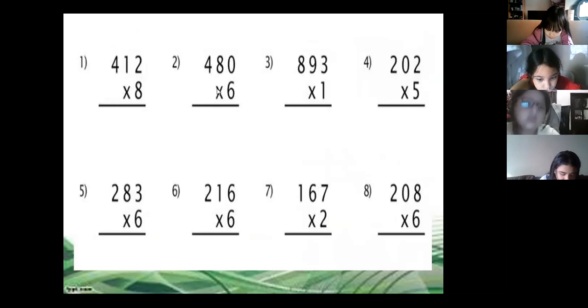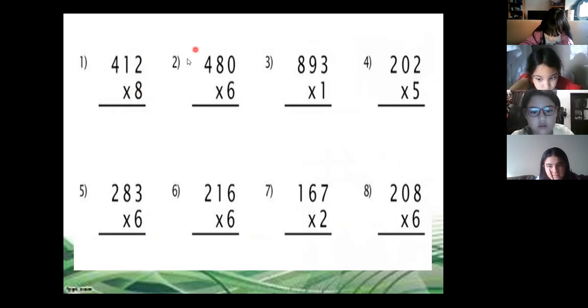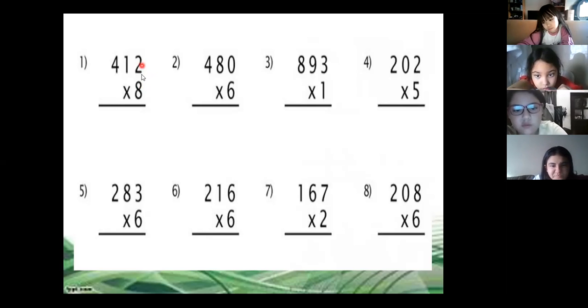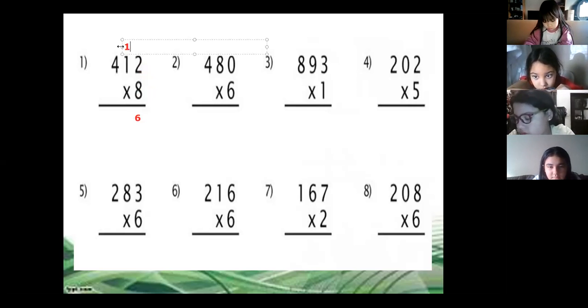This is the one that we're going to work on today. As you can notice here, we have 3 digits. We have 412 times 8. Remember that we start multiplying the ones. So we say 8 times 2, because number 2 is on the ones. What is the answer of 8 times 2, class? 16. So we regroup 6 ones and we regroup 1 as 10. We write number 6 on the ones and we regroup 1. This is the way that we show the work.